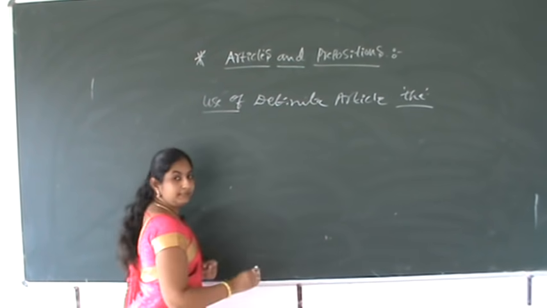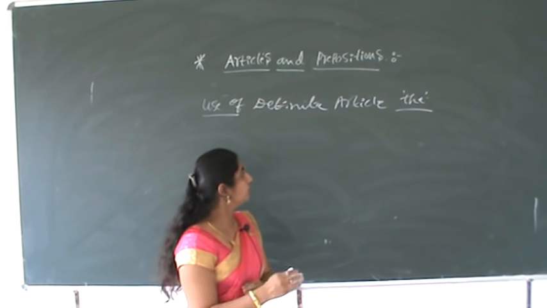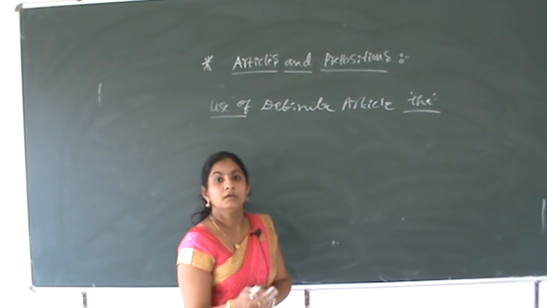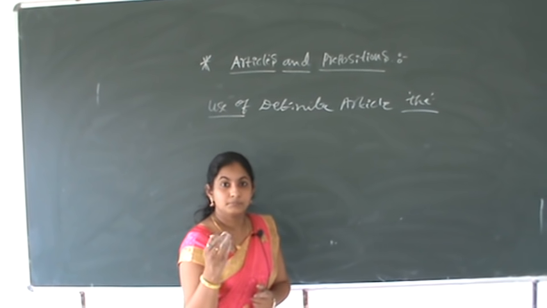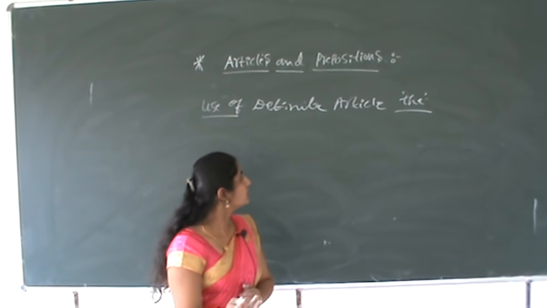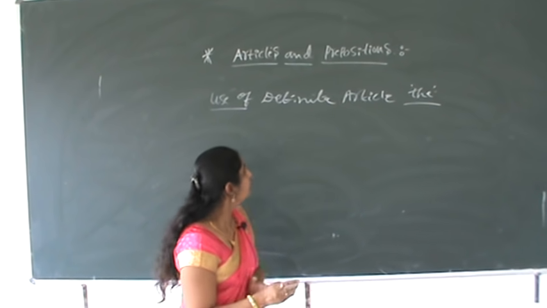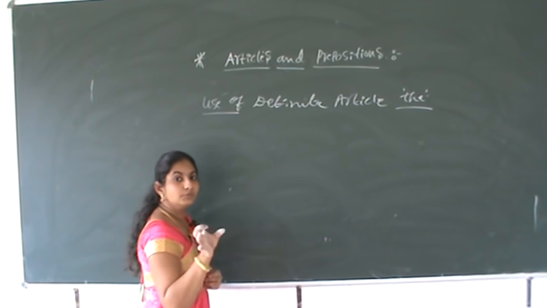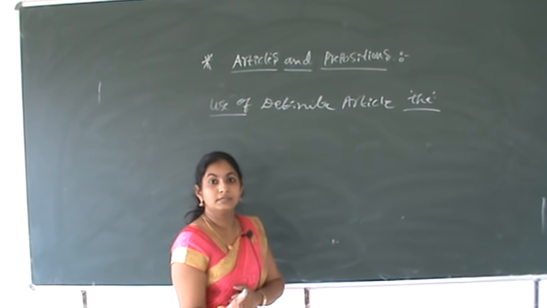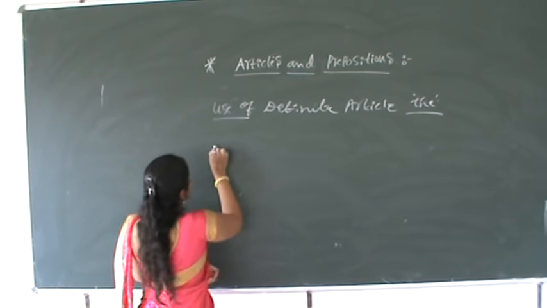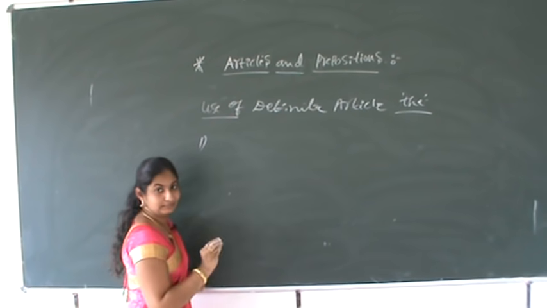Use of definite article called the. Here already we know that the definite article the talks about the person or the thing which is known to the listener. So there are some rules where we are going to use the definite article called the. We'll discuss now.